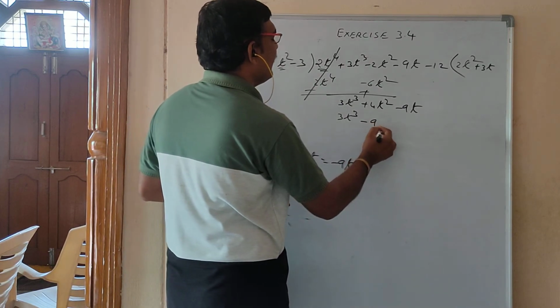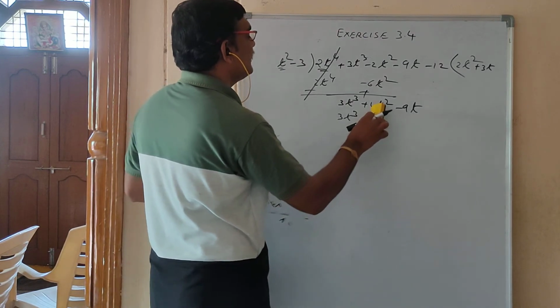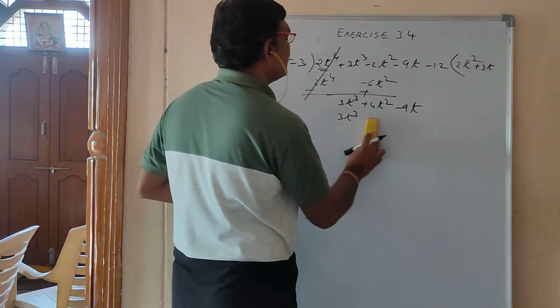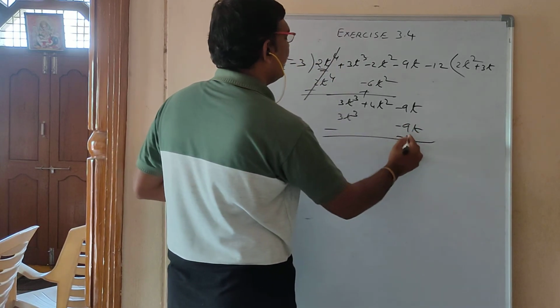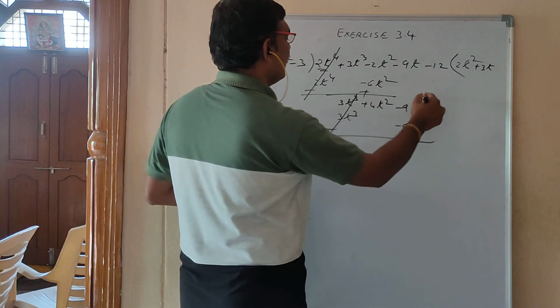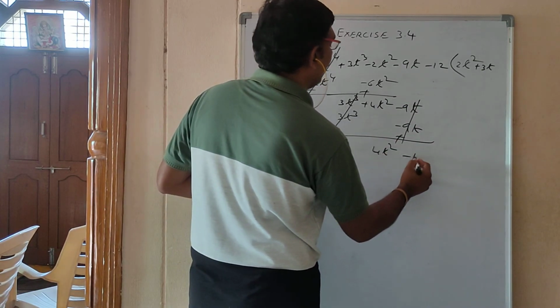I should not write minus 9t here. See, why should we not write it? Because these two are not like terms. So this minus 9t you should write over here. Then minus, plus, these two will be cancelled. Here 4t square minus 12 is there.